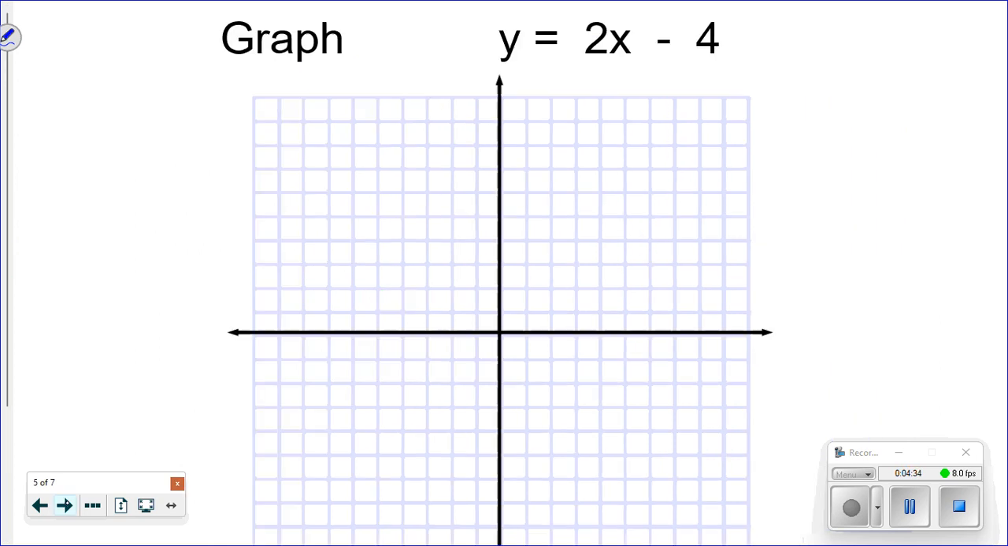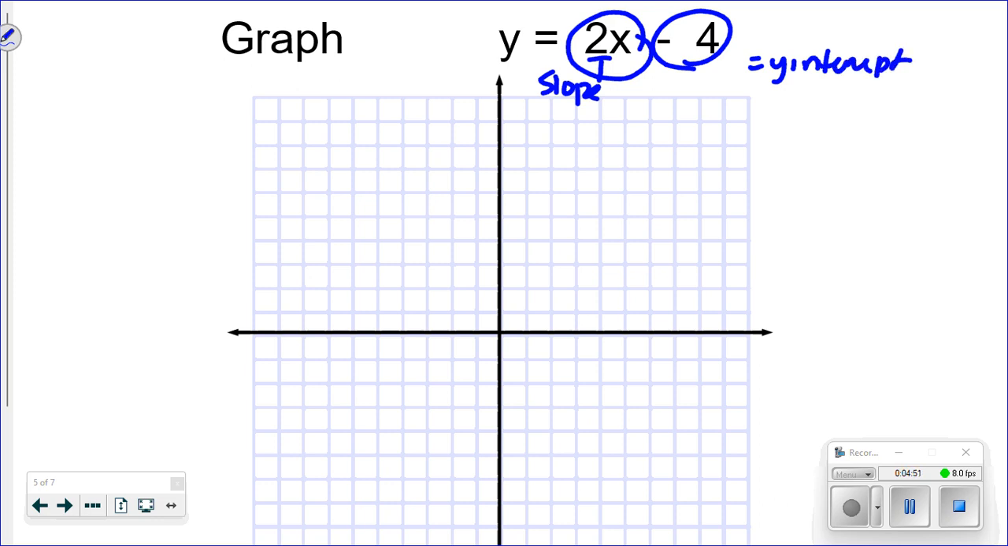Okay, so let's try another one. I'm not going to put any numbers on it, so I'm going to assume that you know it goes by ones. So this is my slope, and I remember if it's just 2, I'm going to do 2 over 1, so that's my slope. This is my y-intercept. First thing I'm going to do is graph my y-intercept. So on my y, I'm going to go down to -4. So 1, 2, 3, 4. There's my -4. And then I'm going to use my slope from this point and go up 2 over 1, up 2, over 1, up 2, over 1, and there's my line.